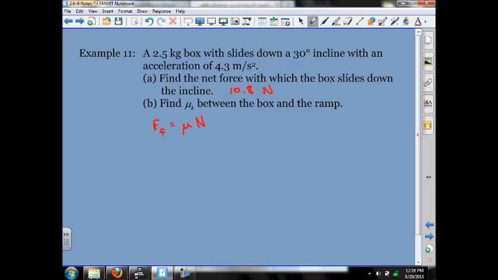Might want to sketch in a quick free-body diagram. 30 degrees. Forces acting on the box: gravity, normal force.